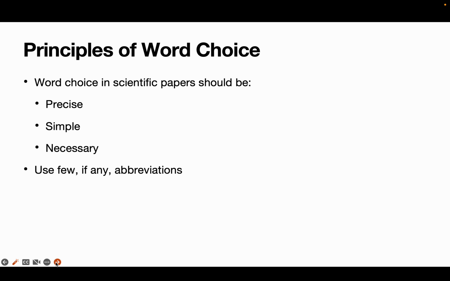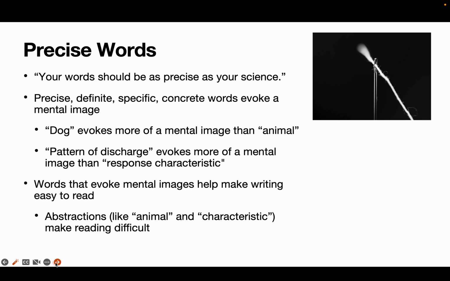So, principles of word choice in scientific papers should be precise, simple, and necessary. And always keep in mind you do just want to use few, if any, abbreviations. So, precise words: your words should be as precise as your science, it's been said. Your word choice should be as precise as threading a needle. So, you want precise, definite, specific, concrete words that evoke a mental image.